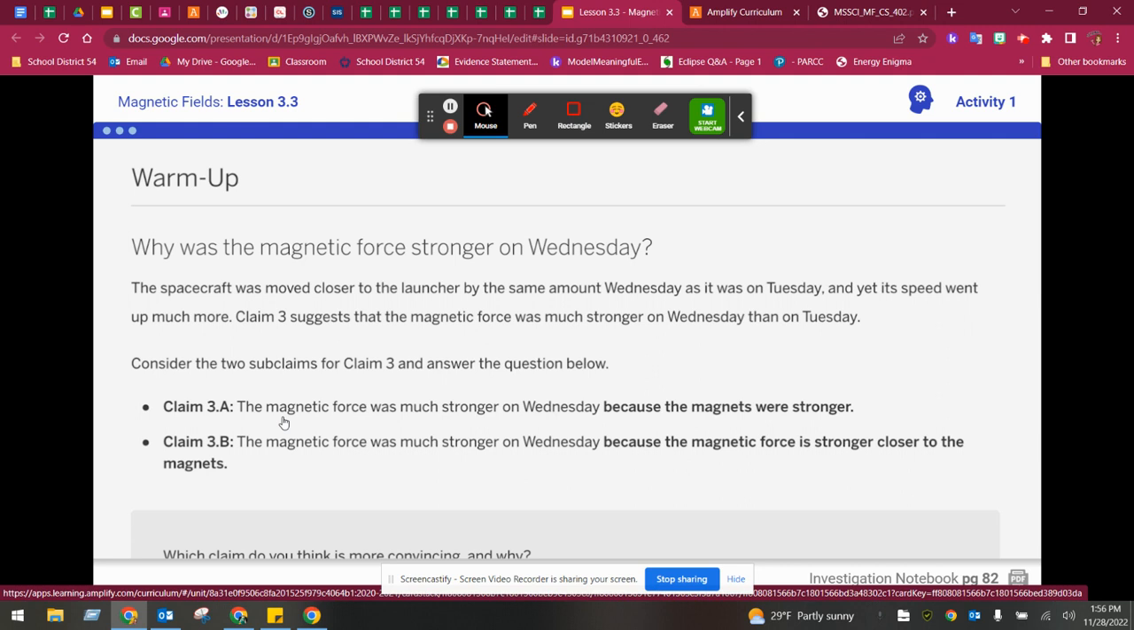Again, 3A, the magnetic force was much stronger on Wednesday because the magnets were stronger. Or 3B, the magnetic force was much stronger on Wednesday because the magnetic force is stronger closer to the magnets. If you said that 3B is making sense to you, it's because we have spent the last 2 days really investigating that. We haven't had too much time to look at claim 3A, which is talking about whether or not the stronger or weaker magnet makes a difference. And that would support whether or not from Monday to Wednesday, they switched their magnets out and were using stronger magnets each day. We will have an opportunity to look at some evidence today with that.